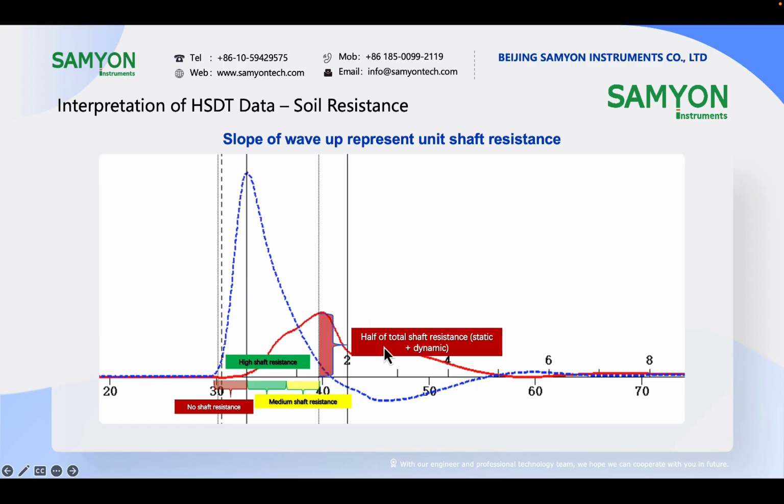And this means half of the total shaft resistance. Of course, it includes static and dynamic shaft resistance.